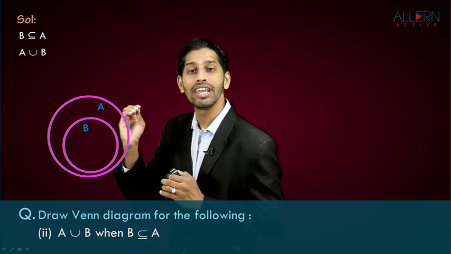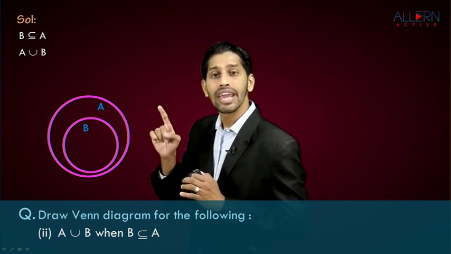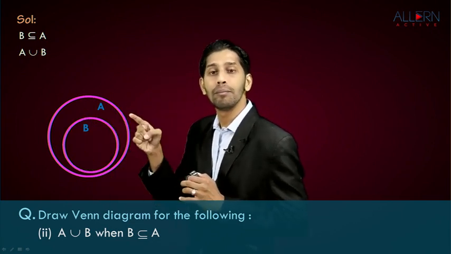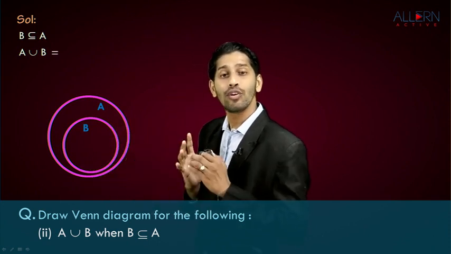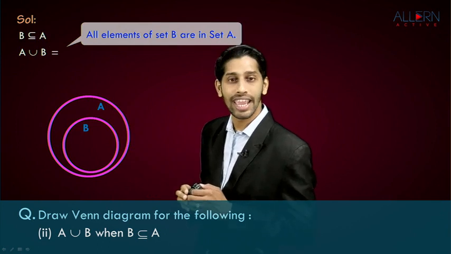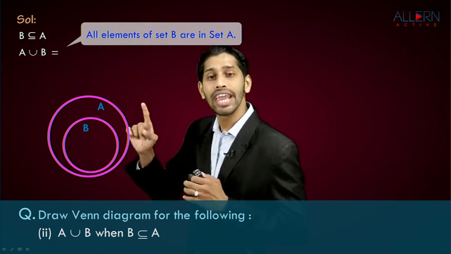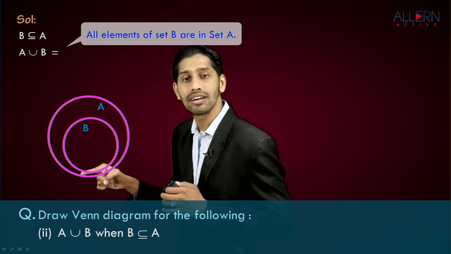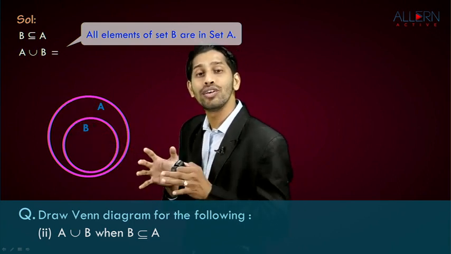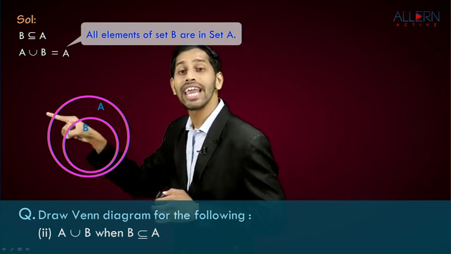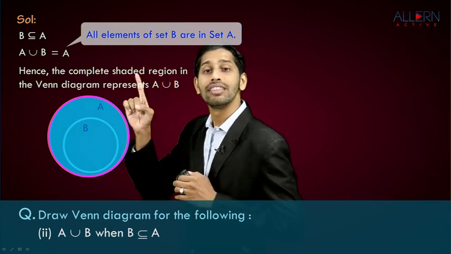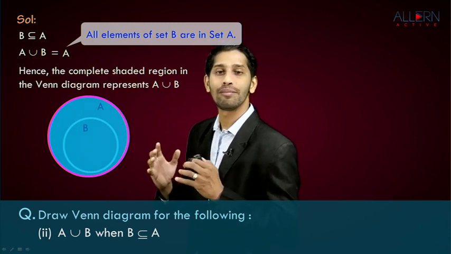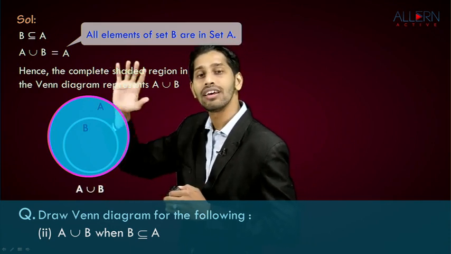Now we have to represent the portion representing A union B. If we observe here, A means we are talking about this outer circle and B means we are talking about this inner circle. Now we know that all elements of B are present in A. Now if we find A union B, A means this circle and B means this circle. Union means we have to consider both, so that is nothing but A, because if we shade A, automatically B comes under it. So we write a final statement. The complete shaded region in the Venn diagram represents A union B, and we have to just shade that circle A entirely.